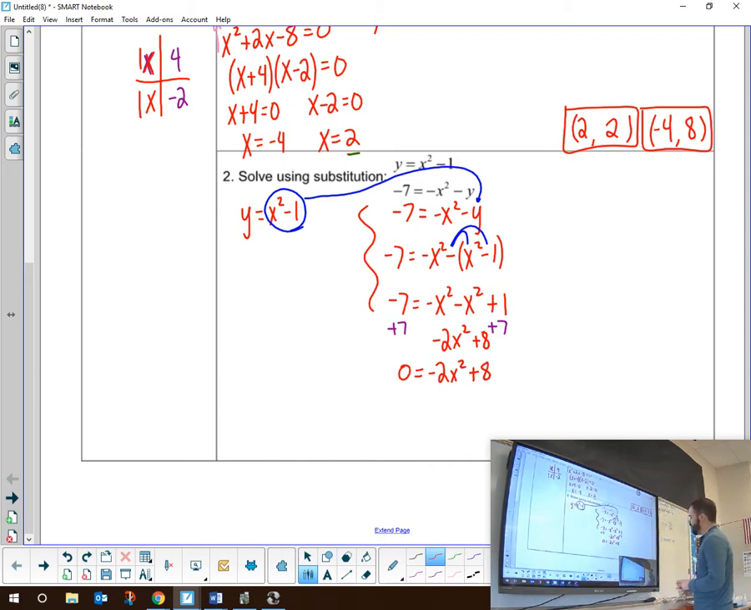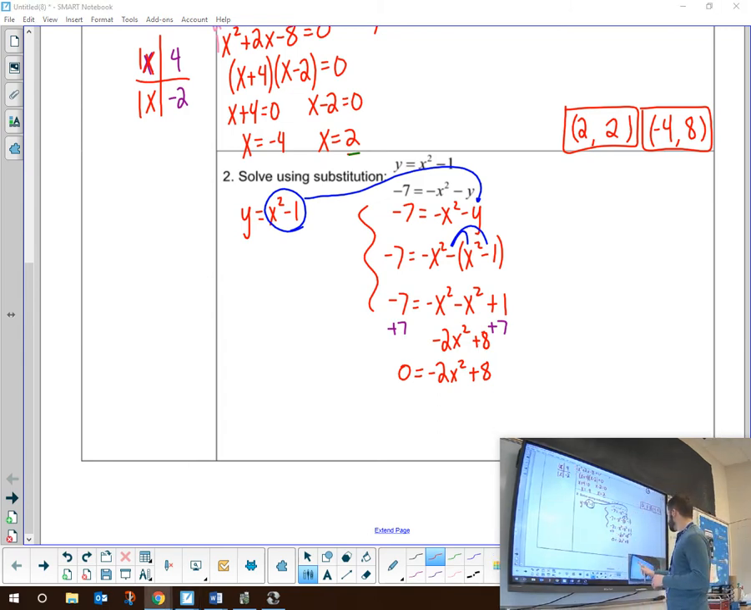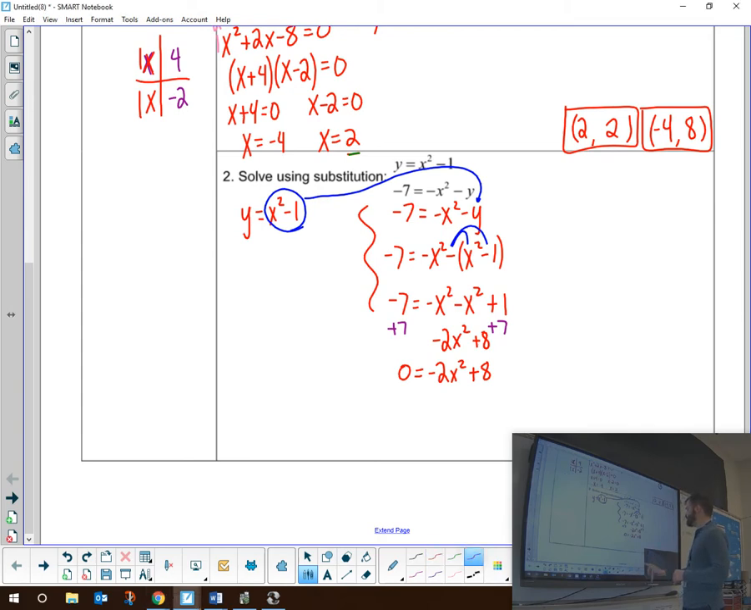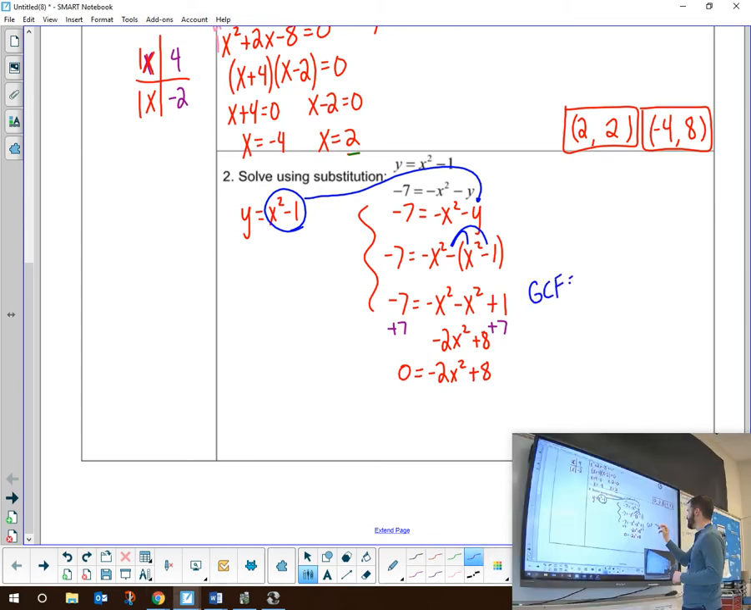All right, now we're going to have to take some extreme steps here. We need to once again factor this, right? And so to factor this effectively, we're first going to need to pull out a GCF. My GCF for this one's going to be -2. Remember, we don't want my a to be negative. So we're going to divide both of these by -2. So we're going to get -2 times x squared minus 4 equals 0.